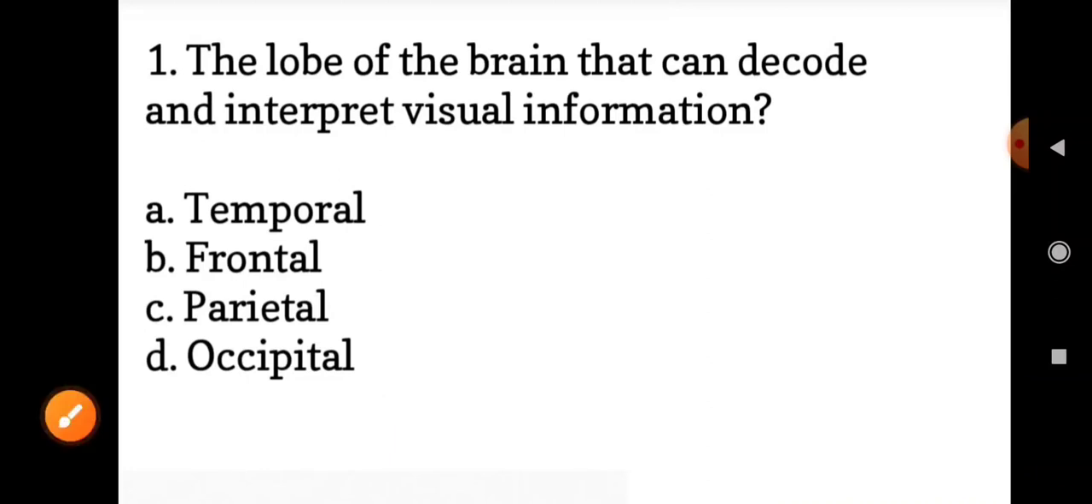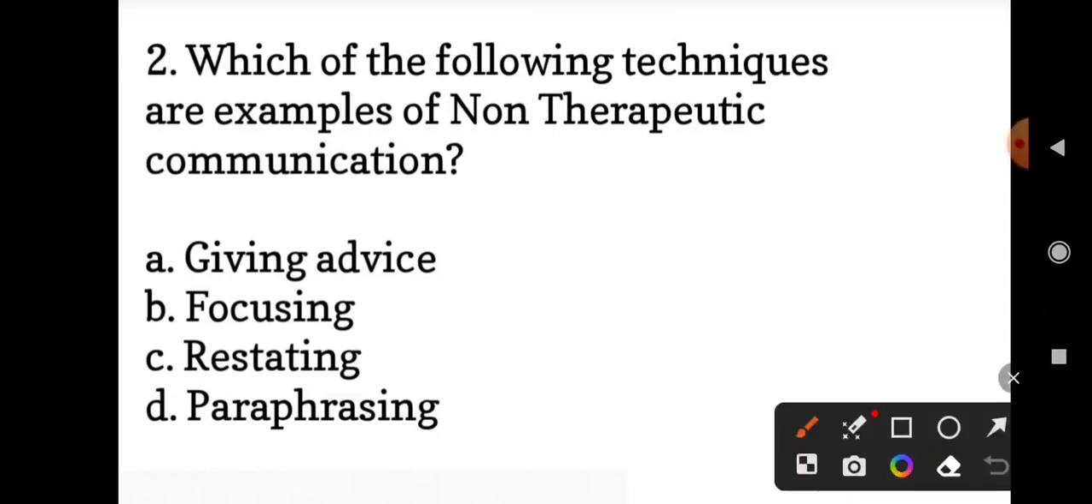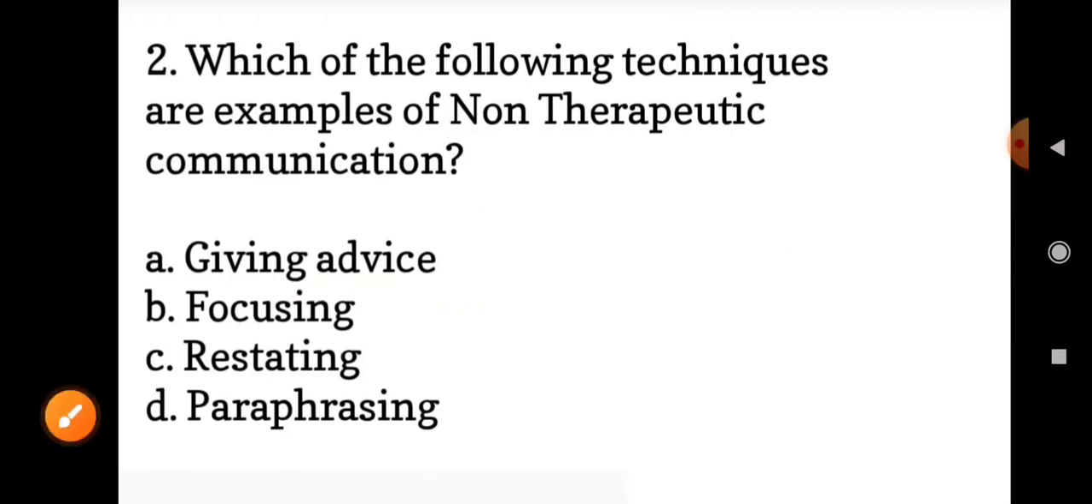Let's move to the second question. Which of the following techniques are examples of non-therapeutic communication? Options are giving advice, focusing, restating, paraphrasing. So the correct option is giving advice. So move on to the next question.